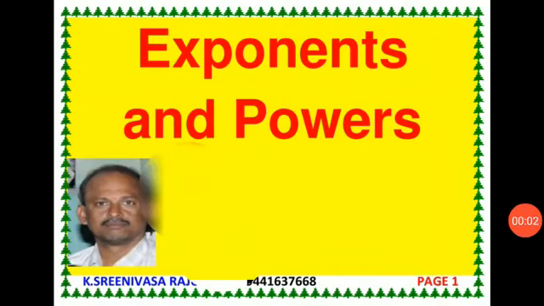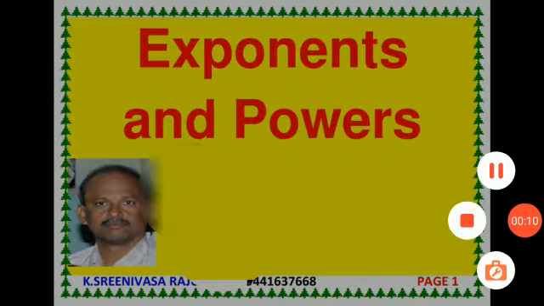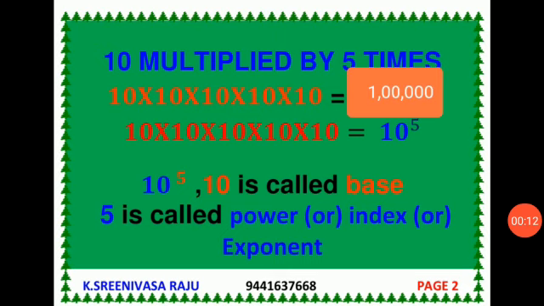Good morning to everybody. Today we will discuss exponents and powers. So 10 multiplied by 5 times means 10 into 10 into 10 into 10 into 10. The product of 10 multiplied by 5 times is equal to 1 lakh.